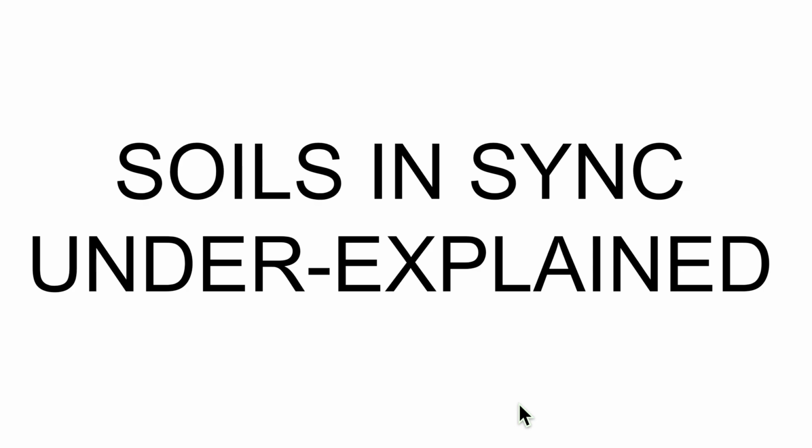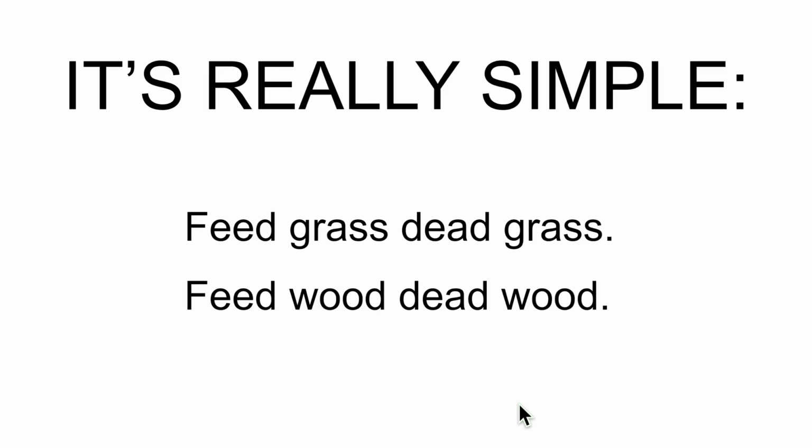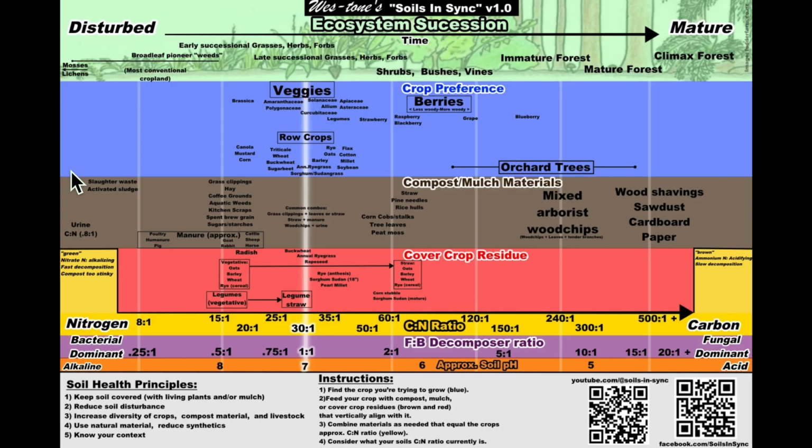So I'm going to explain this infographic in the simplest terms possible, because it really is pretty simple. What this infographic tells you is, if you're trying to grow grass, feed the soil dead grass. If you're trying to grow wood, feed the soil dead wood. Back to the chart. So in practice, what that means is that we're going to follow the instructions here. Step 1, find the crop we're trying to grow. Let's say we're trying to grow orchard trees. Step 2, feed the crop with compost, mulch, or cover crop residues from the brown and red sections that vertically align with it.